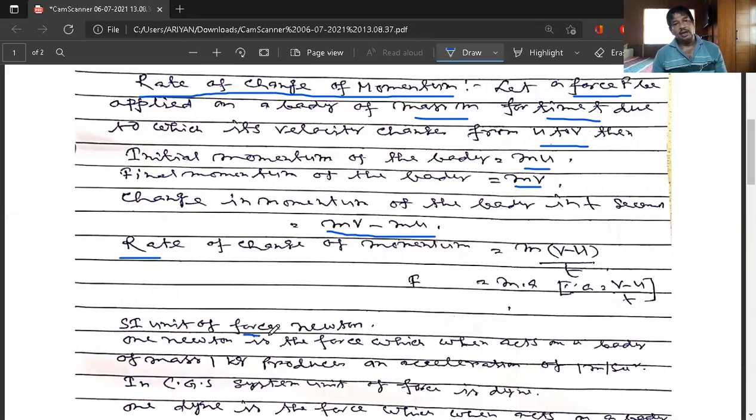The SI unit of force is Newton. The definition of Newton: 1 Newton is the force which, when it acts on a body of mass 1 kg, produces an acceleration of 1 meter per second square.